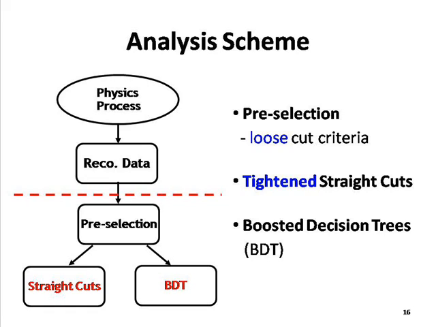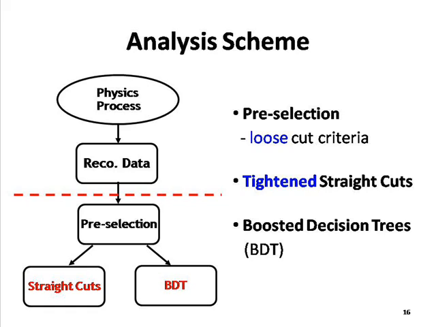This pre-selection uses loose cut criteria. Why do we want to do this? Number one, we want to reduce the data size and remove garbage that has nothing to do with my analysis, so I can copy it back and do my analysis more effectively. Another reason is to prepare for two completely different analysis methods. One is straight cuts, the tightened cuts compared to the very loose criteria of the pre-selection.